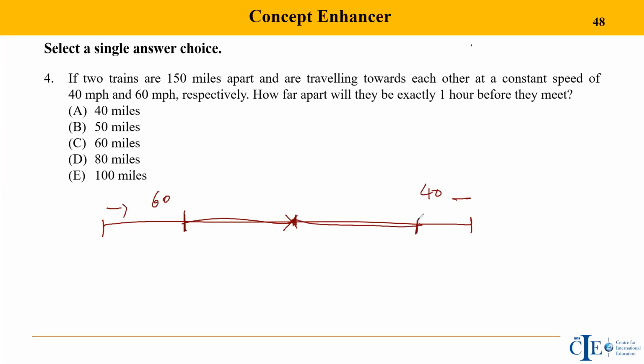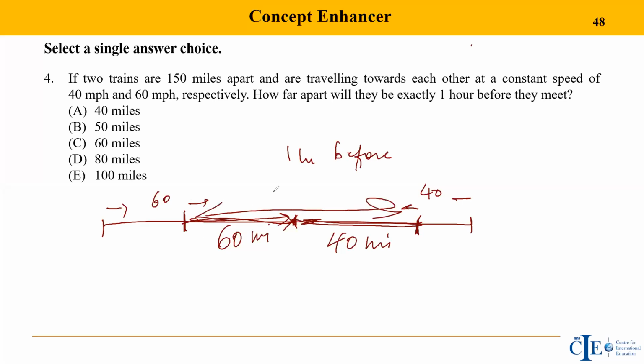It's just like you replay that. So this train would be here traveling in this direction. So 1 hour before the meeting, the first train would have covered 60 miles in 1 hour. The second one would have traveled 40 miles in the same hour, which means they just now traveled and met here. So the original gap between them would have been 60 plus 40, which is 100 miles.